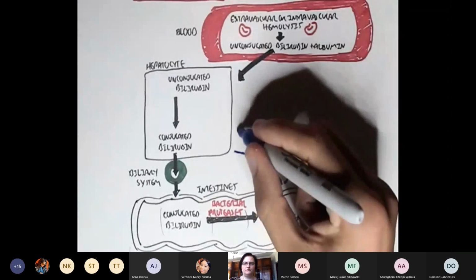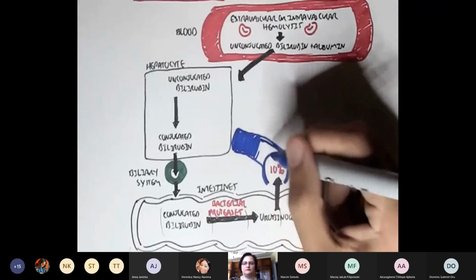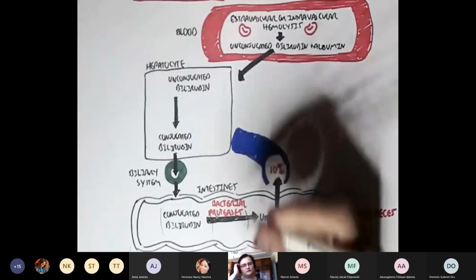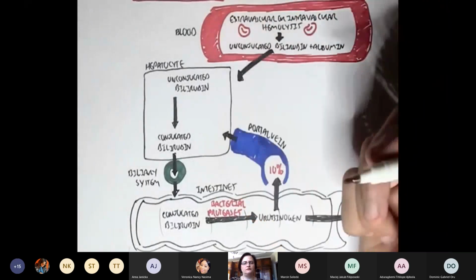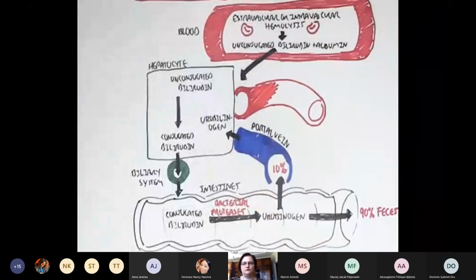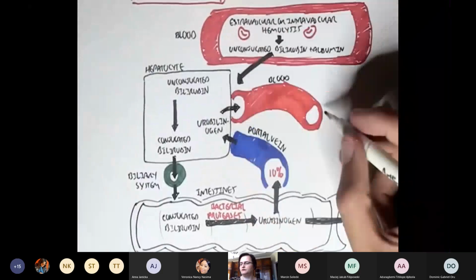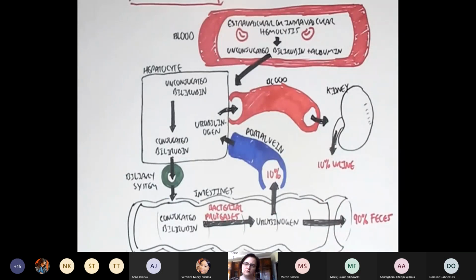So what happens to the other 10%? Well, the other 10% will be reabsorbed through the portal vein, where it will then enter back into the liver, if you know what the portal vein is. So this urobilinogen will then be in the liver and will then travel back into the bloodstream towards the kidneys, where this 10% of urobilinogen will be excreted as urine.